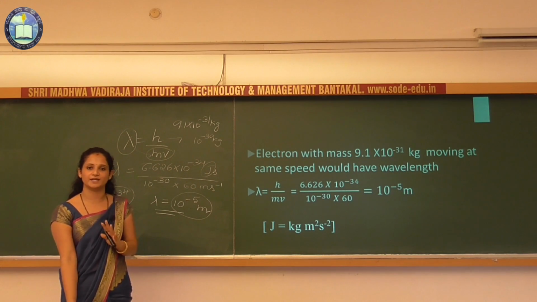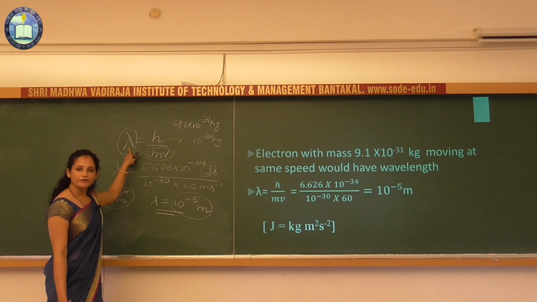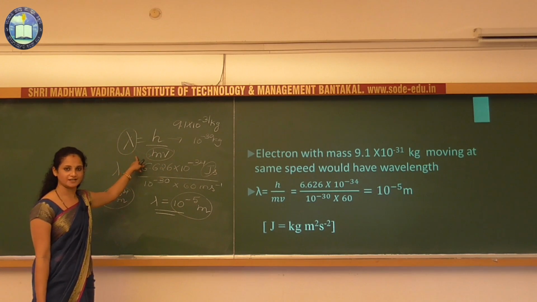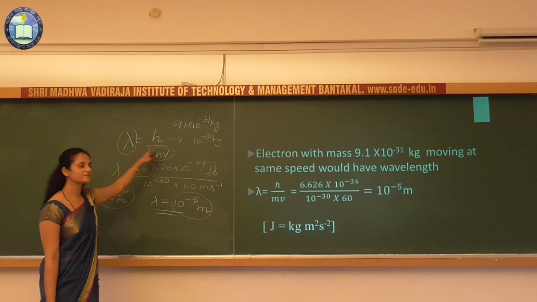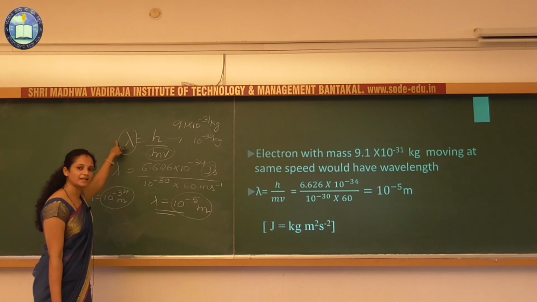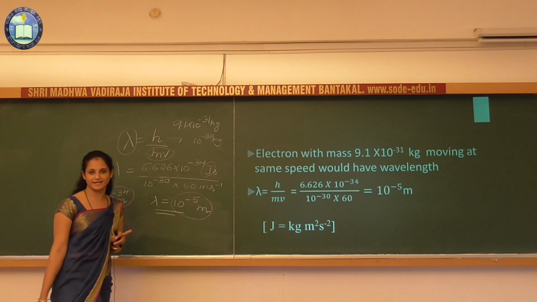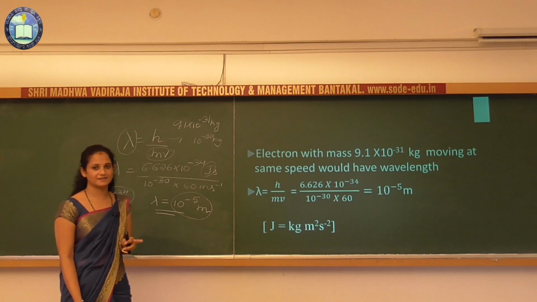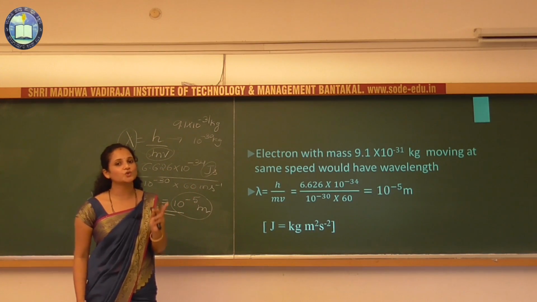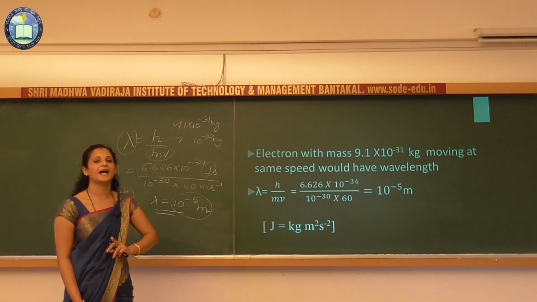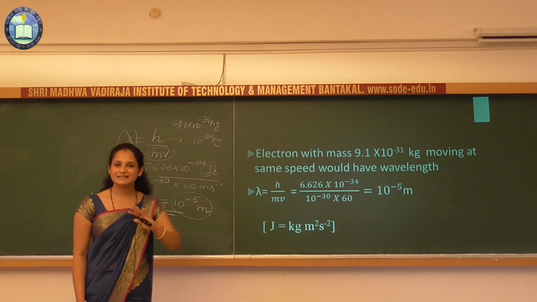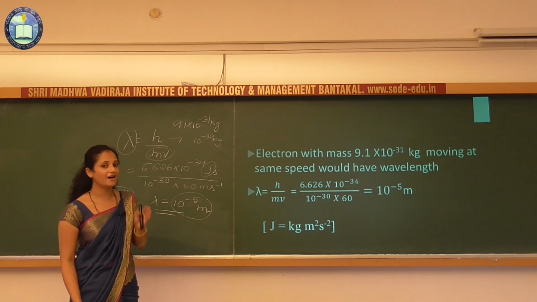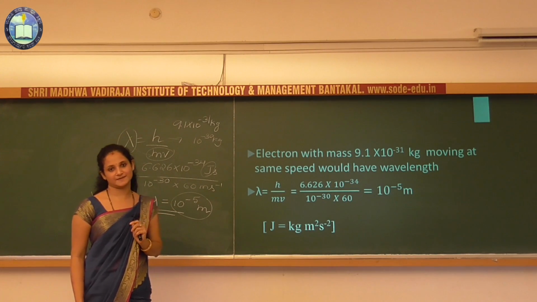So remember students, wavelength and mass are inversely proportional. Larger the mass, smaller will be the wavelength. So we can conclude that de Broglie's relation is significant only for microscopic objects. It has no value, or is less significant, in the case of macroscopic, larger moving objects.